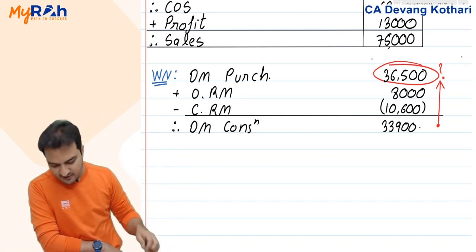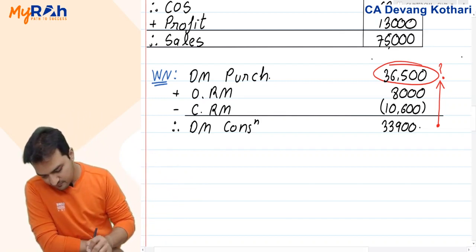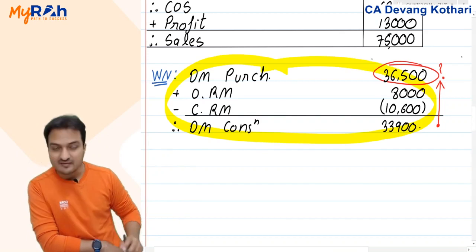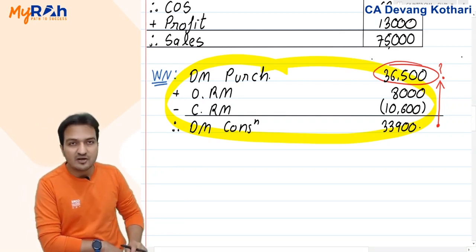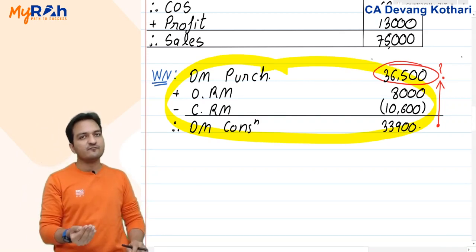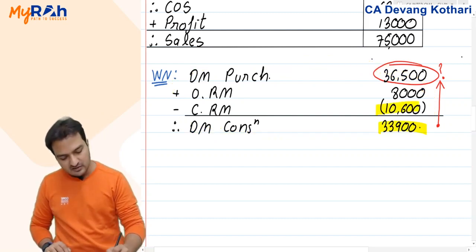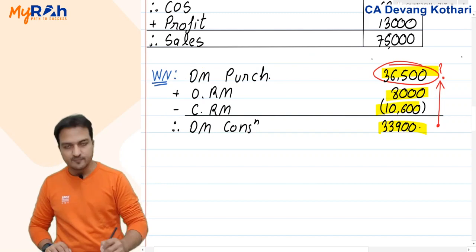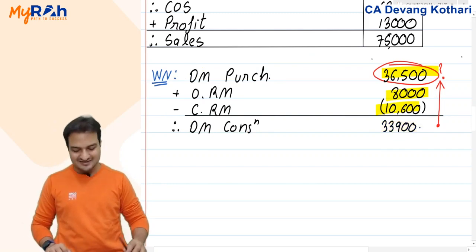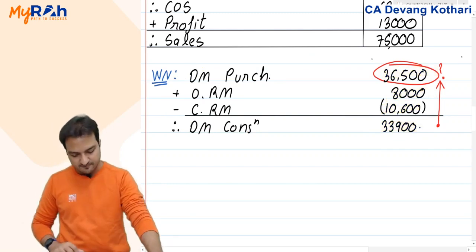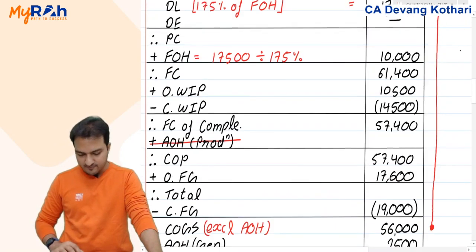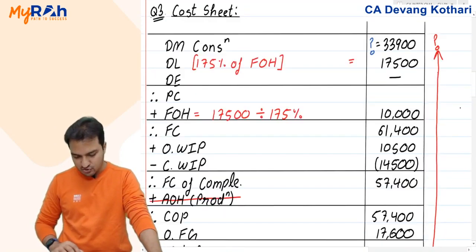Instead of doing this working note like this, in reverse working, you could have shown that working as forward working also. You start from consumption, add closing raw material less opening raw material will give you purchase. Done? Yes, this is your question number 3. Anyways, I'll give you a moment. Please do copy that if you have not yet solved the question.